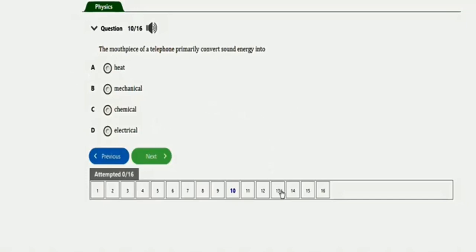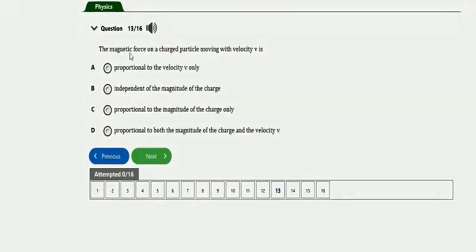The next repeated question will be this one. It says the magnetic force on a charged particle moving with velocity v is, option A, proportional to the velocity v only, independent of the magnitude of the charge, proportional to the magnitude of the charge only, proportional to both the magnitude of the charge and the velocity v. So the right option is option D, which is proportional to both the magnitude of the charge and the velocity v. Alright, option D is the right option.